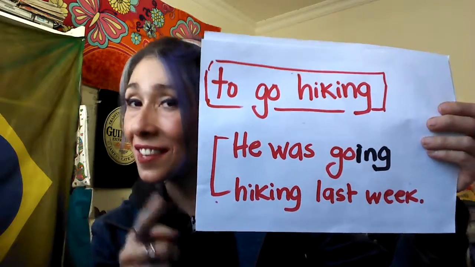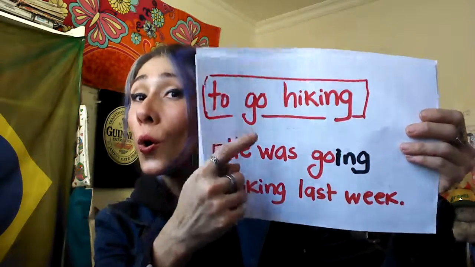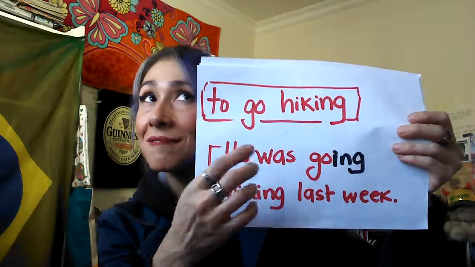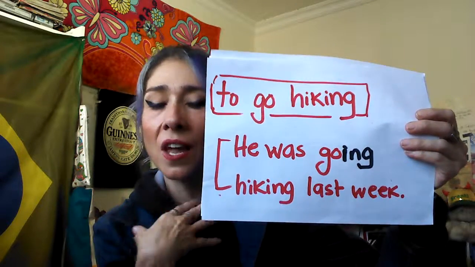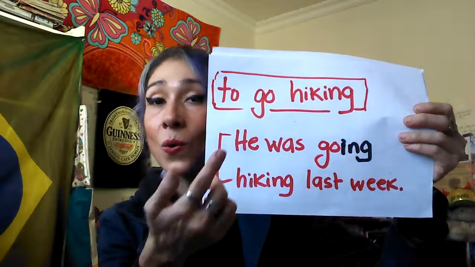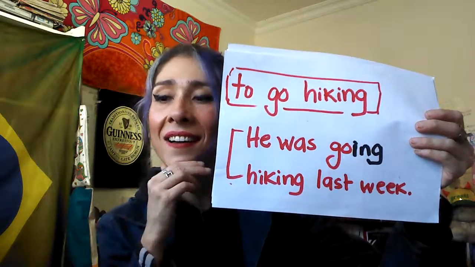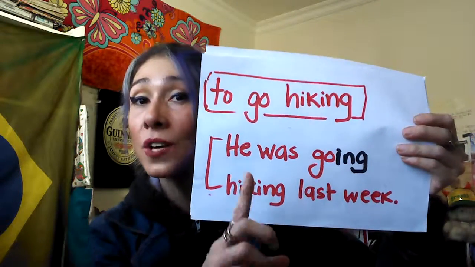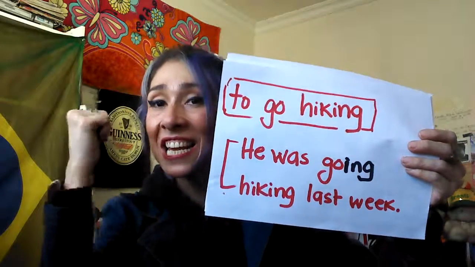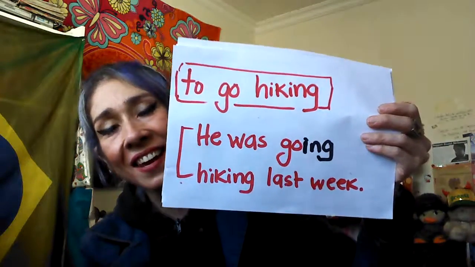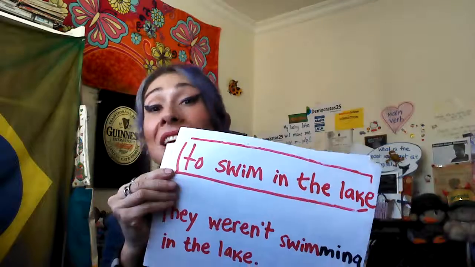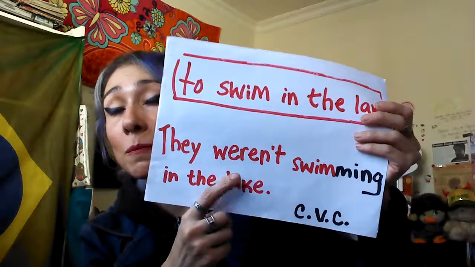To go hiking. This is definitely an outdoor activity. There are many fun extreme sports, individual activities that we can do or practice. Or go, for example, bowling, camping, roller skating. So they have ing at the end of their names, but the verb is to go. So he was going hiking last week. Ing and ing in a sequence. It's totally fine.